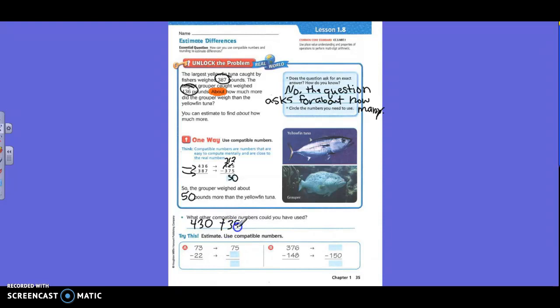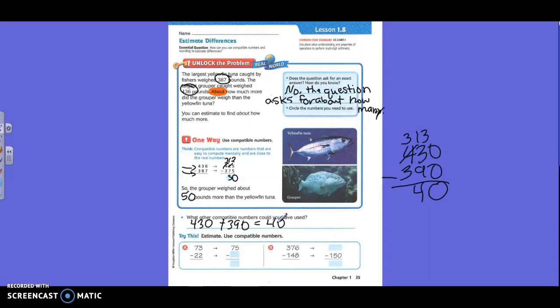Okay, so 430 plus 390, or minus, subtract. 0 minus 0 is what? 0. 3 minus 9, can we do that? No, we have to go to the 4, make it a 3, make 3, 13. Now it's 13 minus 9, which is 4. Is 40 close also to 50? Yes, it's only 10 off.